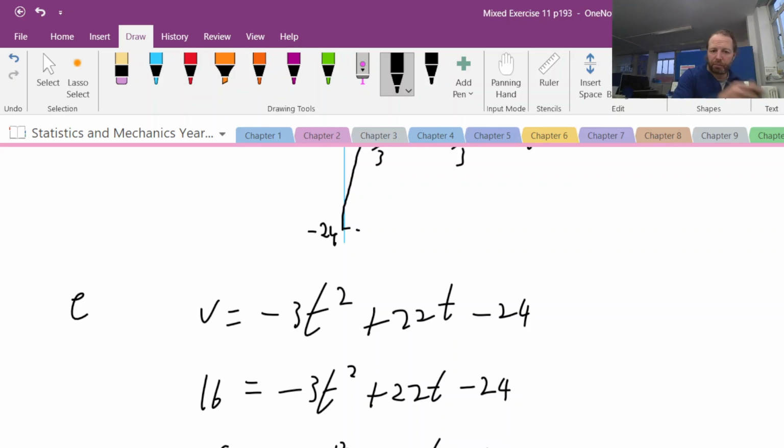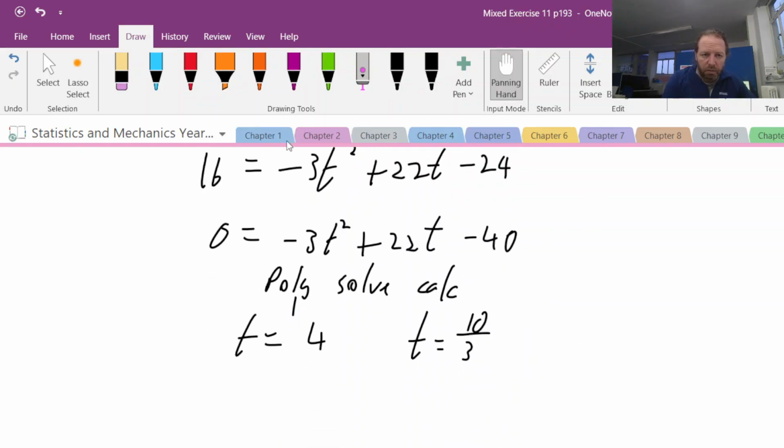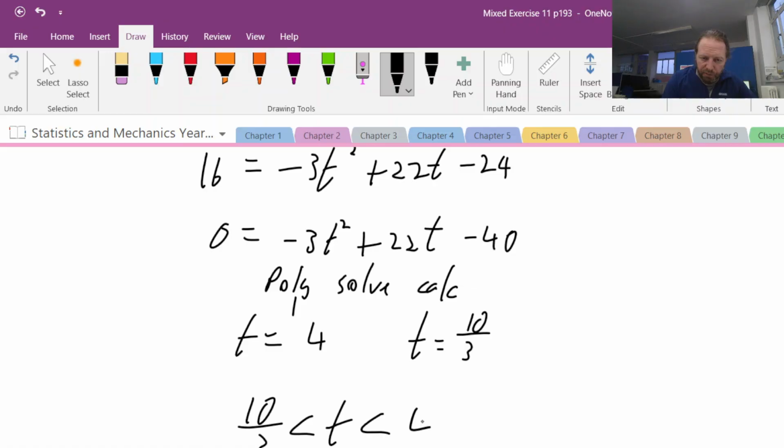So yeah, does it need to be given as a probably? Because it was greater than, we can say that it's 10/3 greater than t greater than 4 seconds, the time above 16 meters a second.